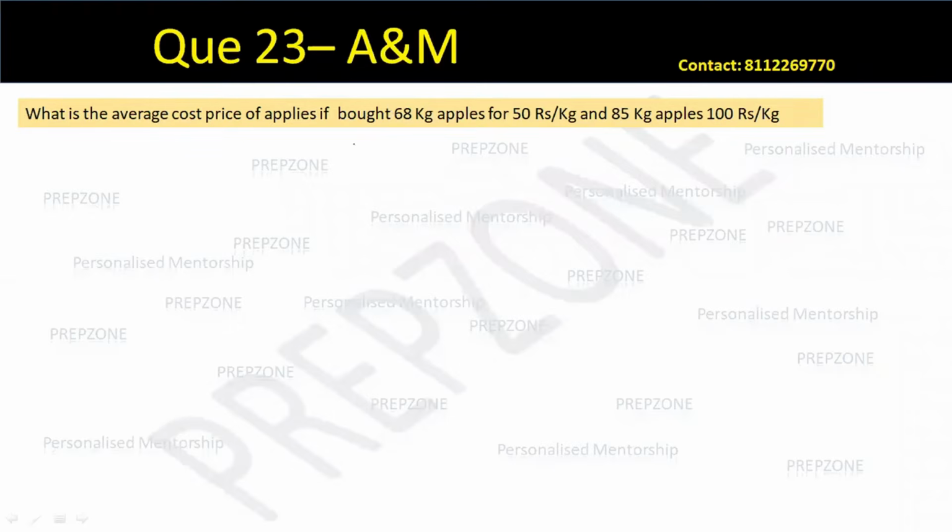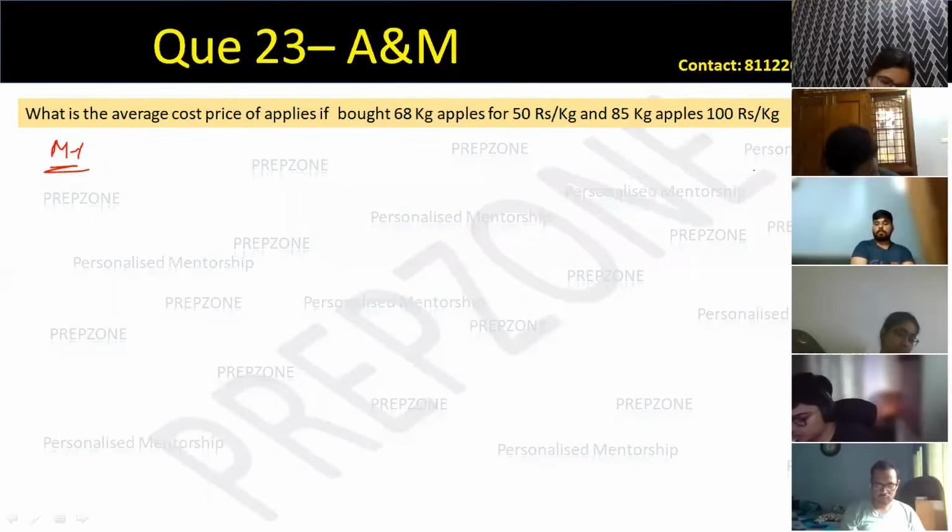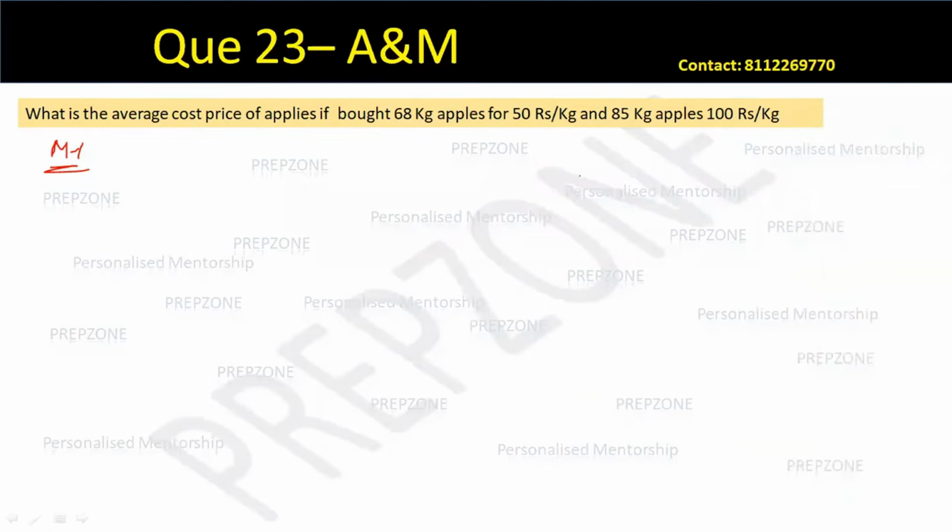See, traditionally, what students would do here is they will be like, average cost price nikalni hai. Okay, I have to calculate average cost price. So what I will do is simply weighted average 68 into 50 plus 85 into 100 divided by 68 plus 85. Okay, that is a very, very vanilla approach, which anyone who has graduated from class 10th to 11th and is writing CAT, this is what he'll do. But what you guys have to do is even slightly smarter approaches.